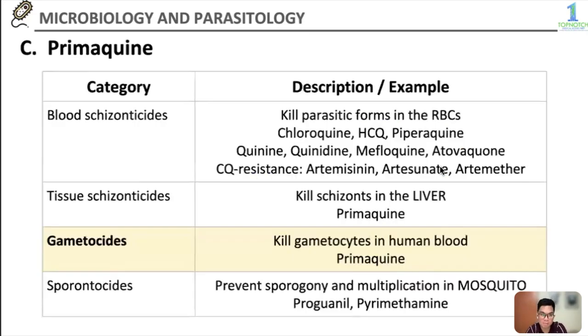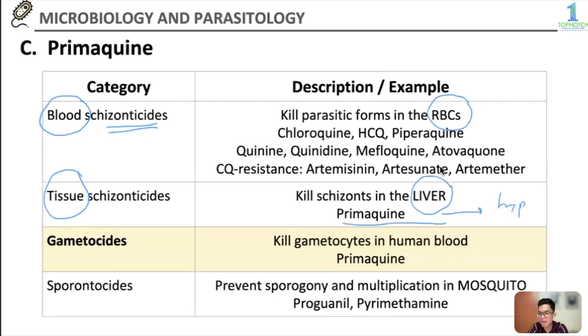And in terms of treatment, so there are blood schizontocides. So, it tackles those within the RBCs. Tissue schizontocides naman are for those in the liver. So, for those with hypnozoites, radical cure is afforded by your Primaquine. Kasi this kills your hypnozoites. Okay? And your gametocides is also Primaquine kasi it kills the gametocytes in the human blood.